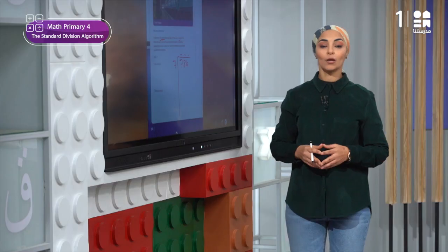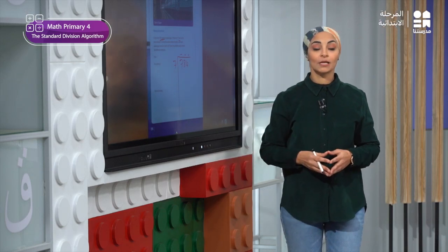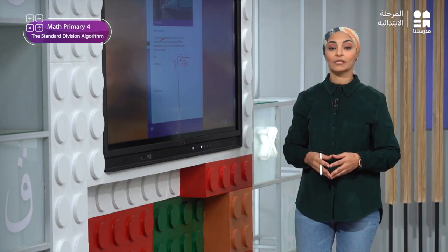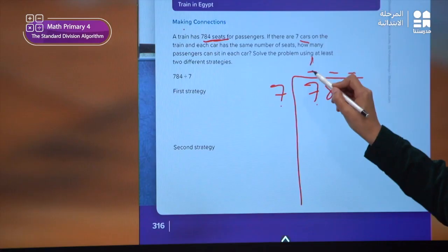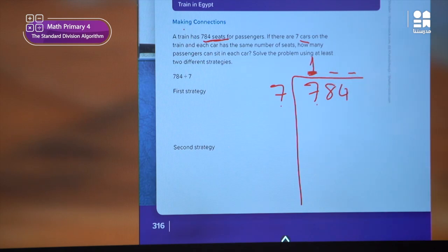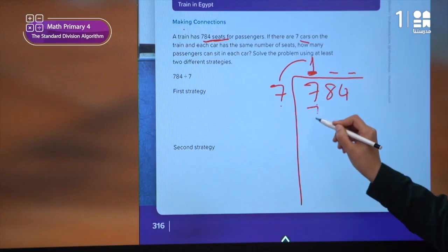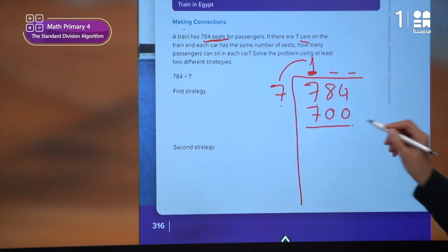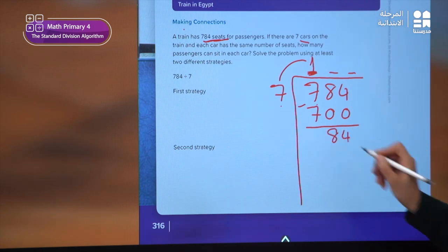Now I will start to divide 7 by 7. 7 by 7 equals what? 7 by 7 equals 1, and I don't have any remainder, so I will put 1 here. Take care, this one is 100. So when I multiply it by 7, 100 times 7 gives me 700. I'll put the 700 here. Then what should I do? I will subtract 784 minus 700. The answer will be 84.